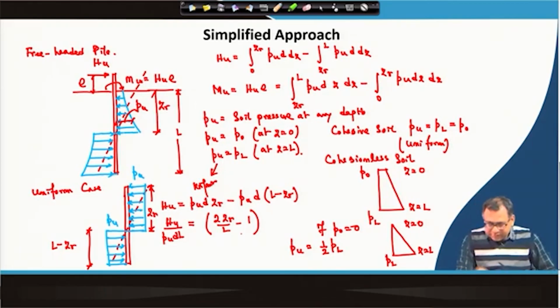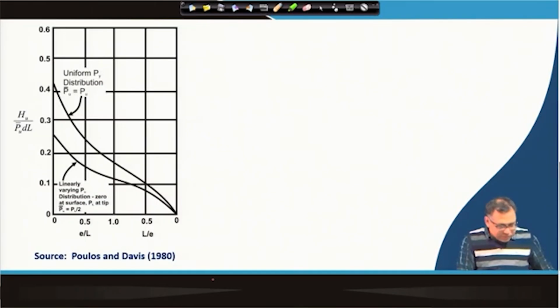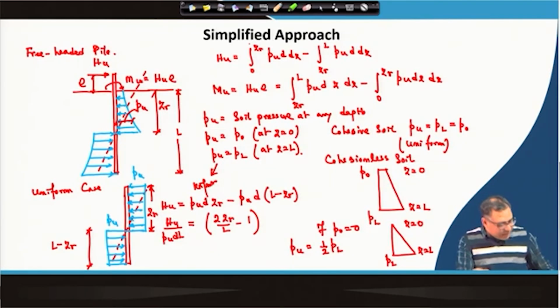So, this way if I know Z R, the point of rotation, then I can calculate H U. Now, to know the point of rotation Z R, we have to take the moment. Okay. So, in this way we can do it for the uniform distribution case, and we can do it for the linear case also. Directly, I have already given the linear case distribution. So, that will also shift from this side to that side.